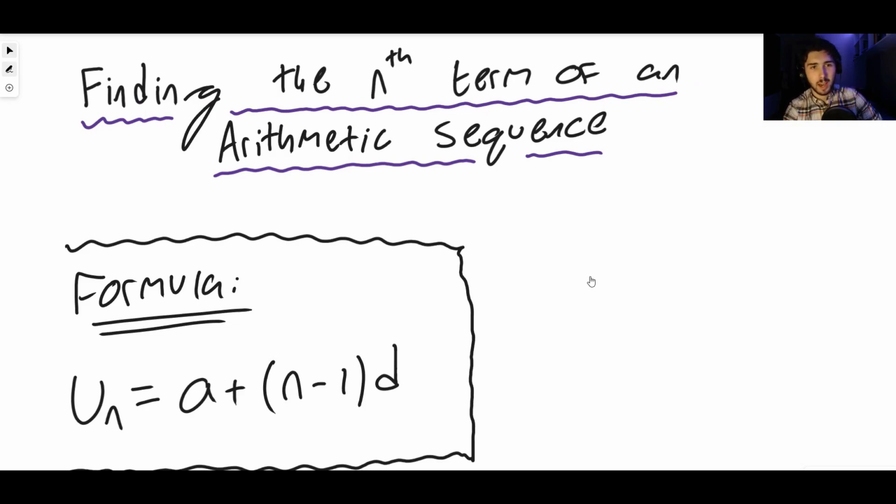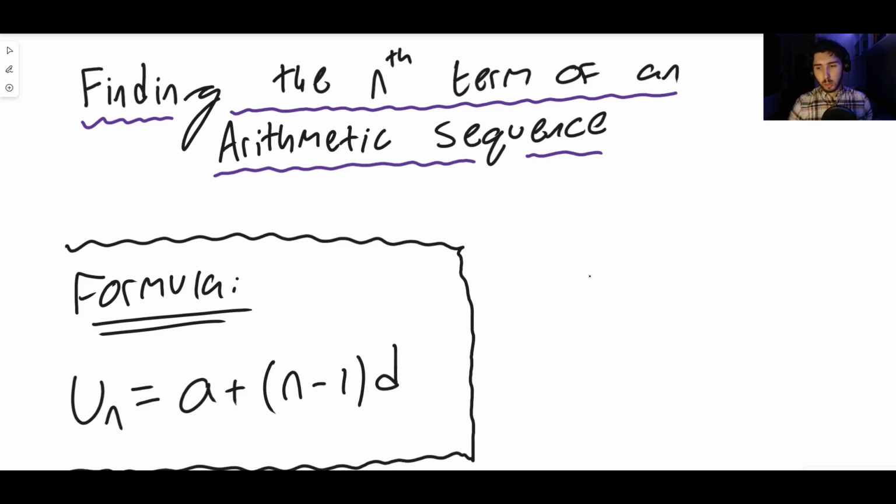In this video we're looking at how we're going to find the nth term of an arithmetic sequence. An arithmetic sequence is a sequence of numbers in which the difference between each number is the same number. So for example, here's an arithmetic sequence: 1, 2, 3, 4, 5, 6, 7, 8, 9, 10, etc. Because the difference between each term is 1.